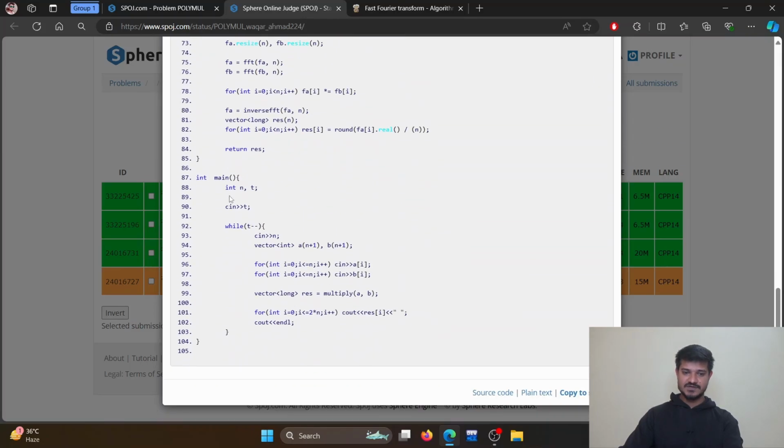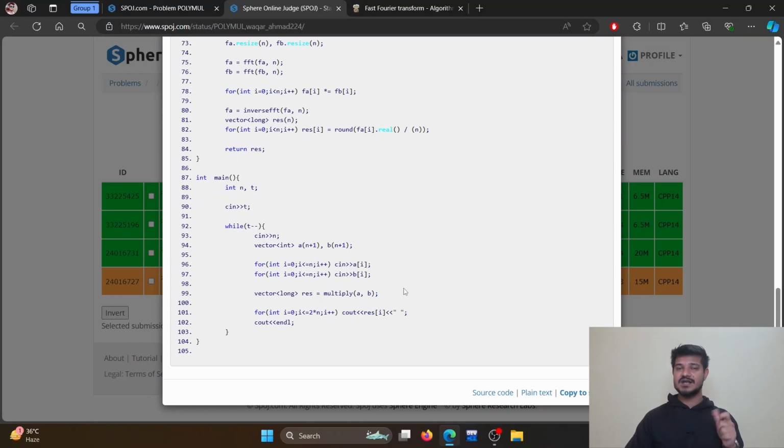So we'll start from the main function. We need t, the number of test cases. We are reading that. After that, for each test case, we are reading n, the degree of the polynomial, and then we need two polynomials. I have defined vectors of integers, because the coefficients are given as integers, and both a and b are vectors of integers of size n plus 1, because there will be n plus 1 coefficients. After that, I'm reading a and b, multiplying a and b, reading it back into the result and printing the result.